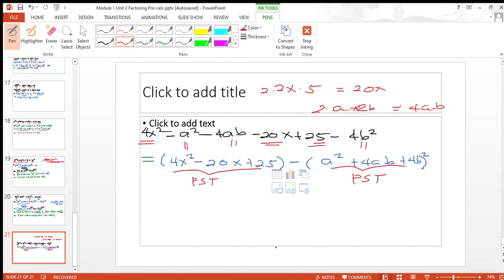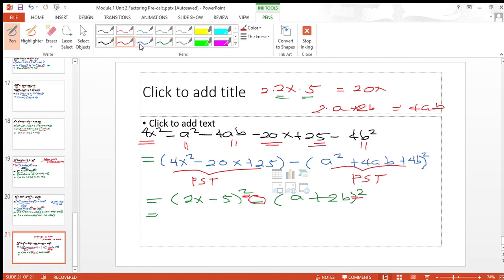So we have two perfect square trinomials, and factoring each perfect square trinomial, what happens to the first? That's 2x minus 5, the quantity squared, minus the quantity. How do we factor this? That's a plus 2b, the quantity squared. So remember, I have already discussed factoring perfect square trinomials. And then look at this. What's the result? The result now is a difference of two squares.